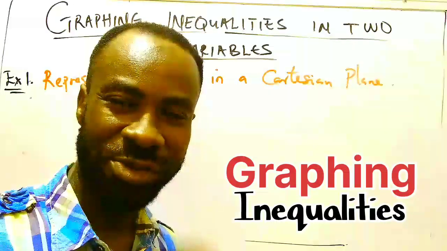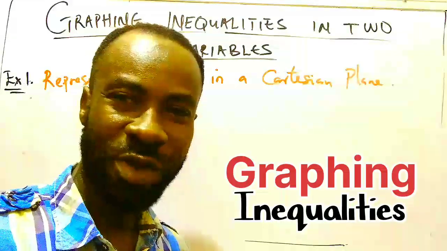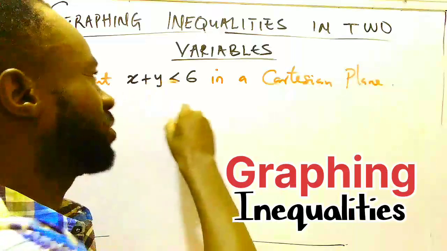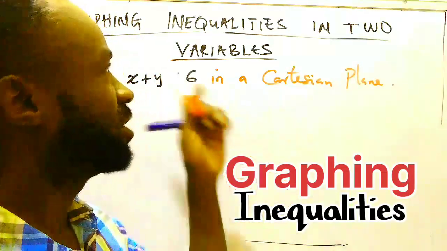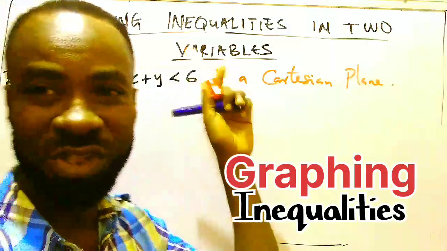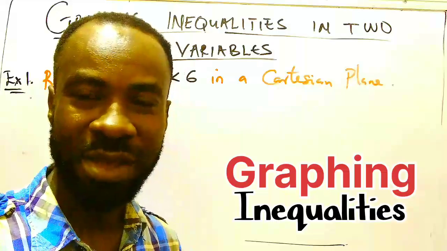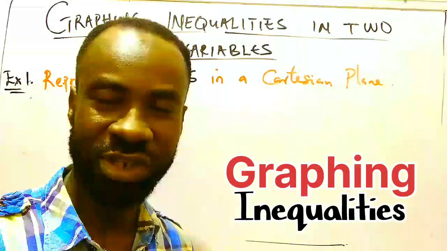Today we'll be looking at how to graph inequalities in a Cartesian plane. Now we have a question on the board that says we should represent x plus y less than 6 in a Cartesian plane. And mind you, this has to do with inequalities in two variables. You will have your x and y, okay? So let's see how we can present this on a Cartesian plane.